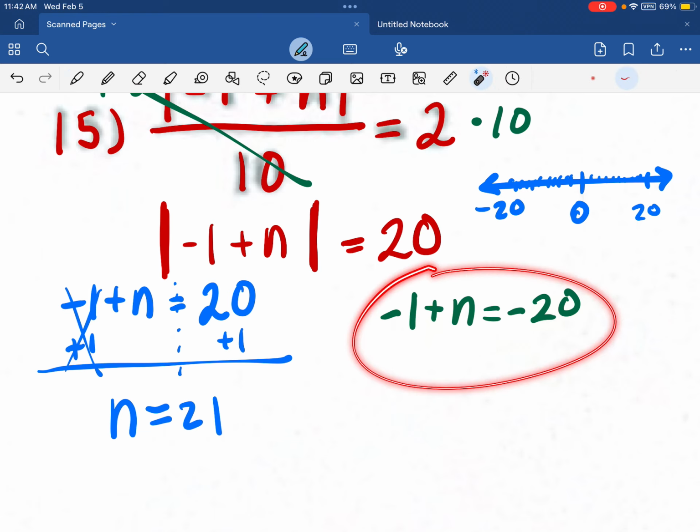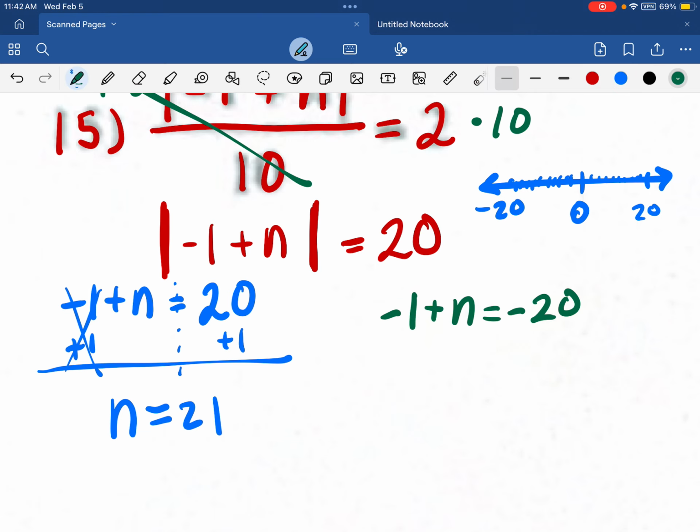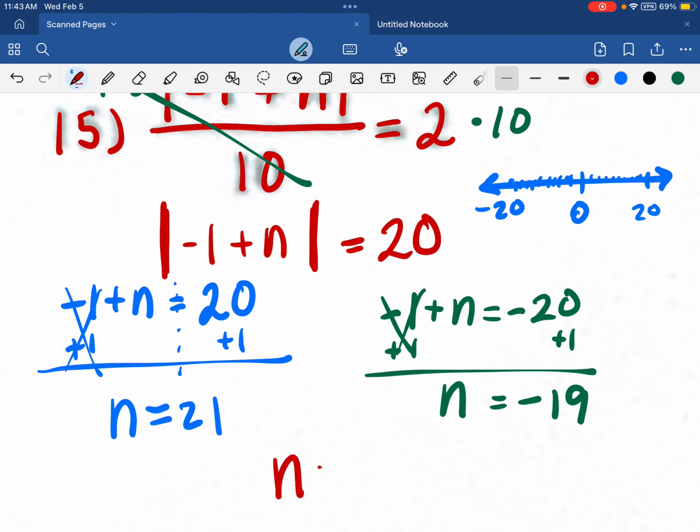Okay, again, I'm going to come over here. Hopefully this is math we know. What's the opposite of negative 1? Adding 1, adding 1. If you need a calculator, there's no shame in that. I believe the answer to this one's 19, which means that n equals 21 and negative 19.